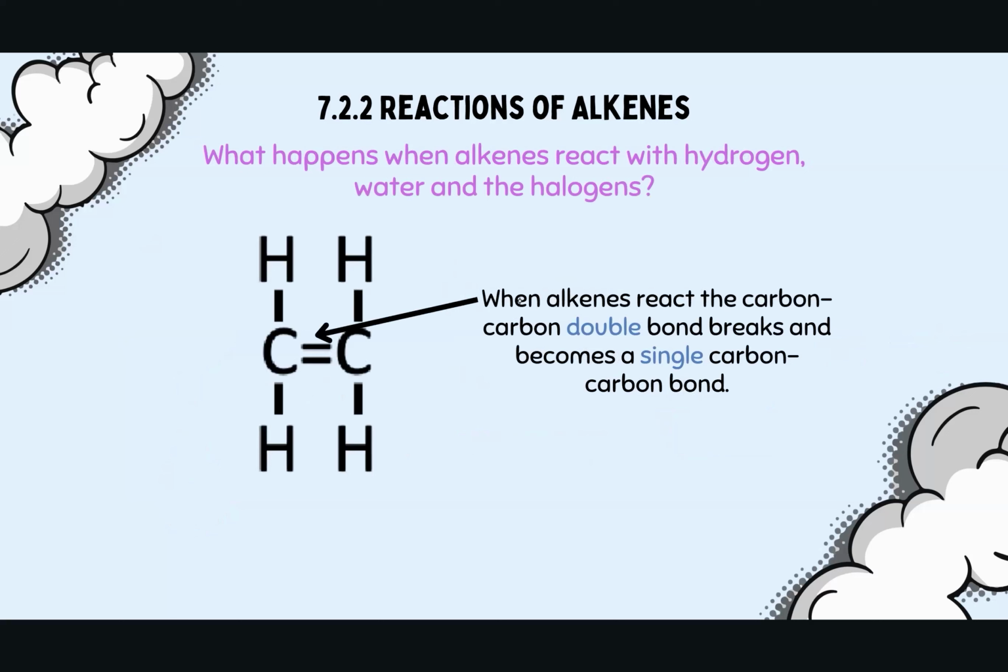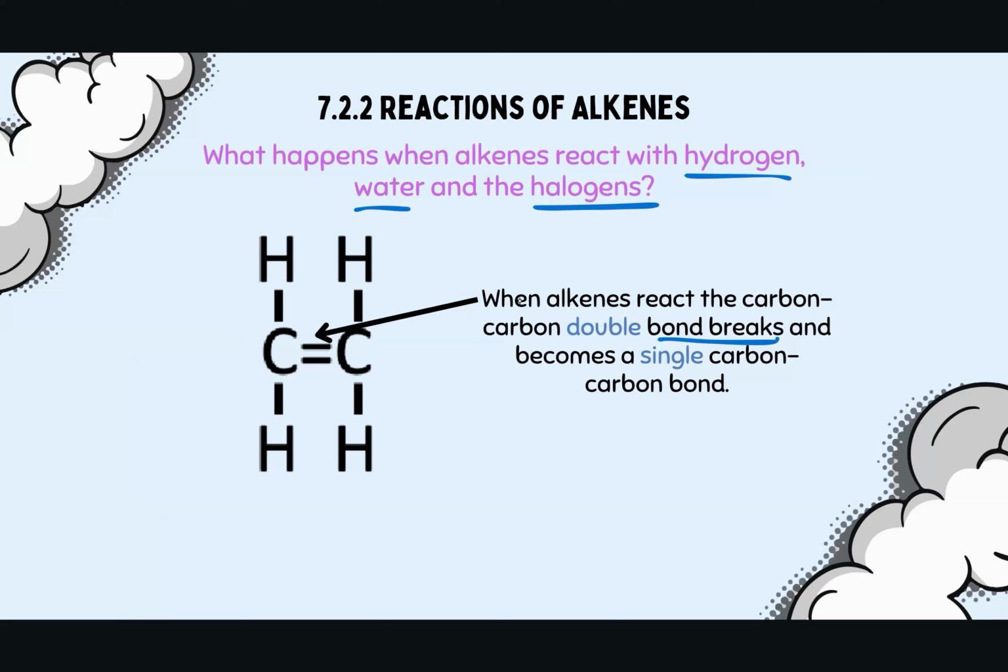Okay, what happens when alkenes react with hydrogen, water, and halogens? This is what I was explaining to you before, but now we're going to look at it with hydrogen, with water, and with halogens. When alkenes react, the carbon-carbon double bond breaks and becomes a single carbon bond.